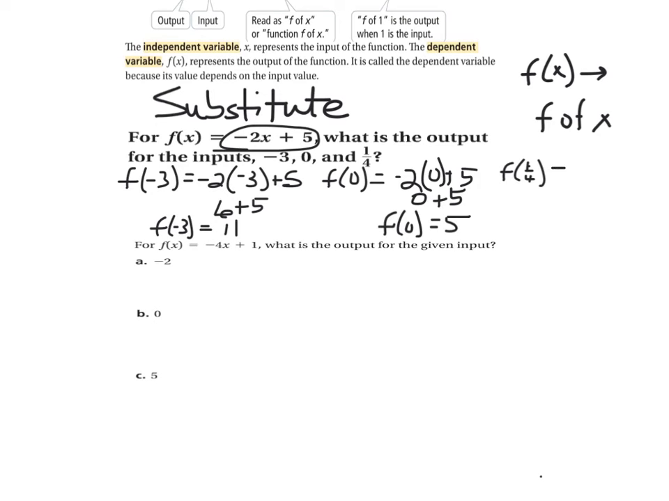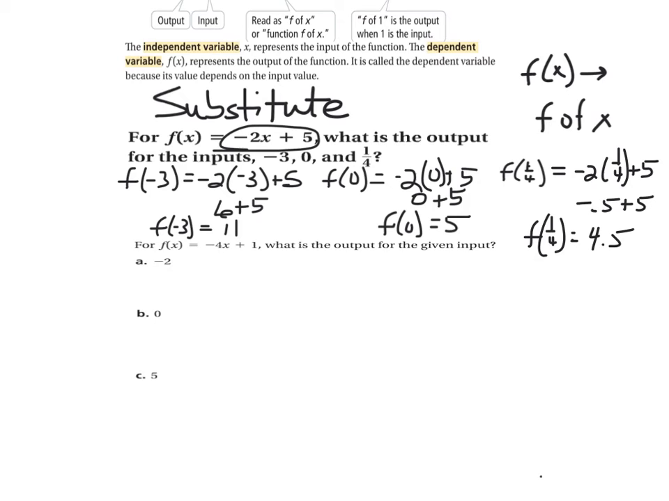And then the last one, 1/4. When I put 1/4 in, negative 2 times 1/4 plus 5. And we're going to use our calculator here. So negative 2 times 1/4 is going to give me negative 0.5. And then we're going to add 5 to that. So if I take negative 0.5 and I add 5 to it, that is 4.5. So when I put 1/4 in, I get 4.5 out.